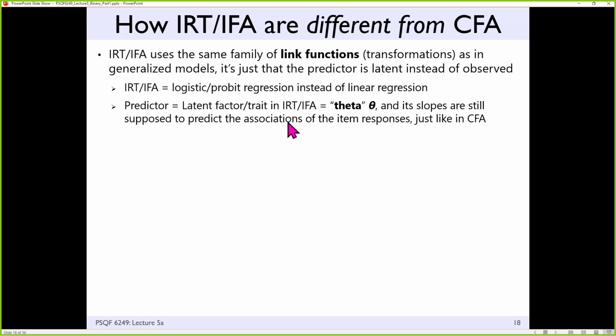The model is trying to say, okay, how are the items related in the data? Now, if these items are consistent with measuring one thing, here's what the model says they should look like and how far off are we. That same idea of discrepancy between model and data still holds.